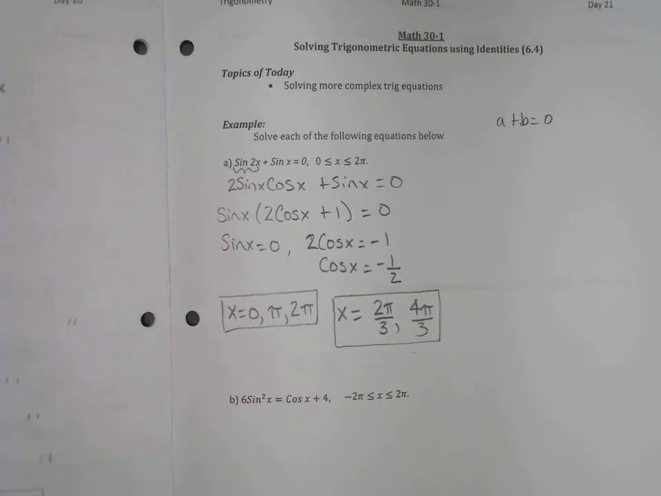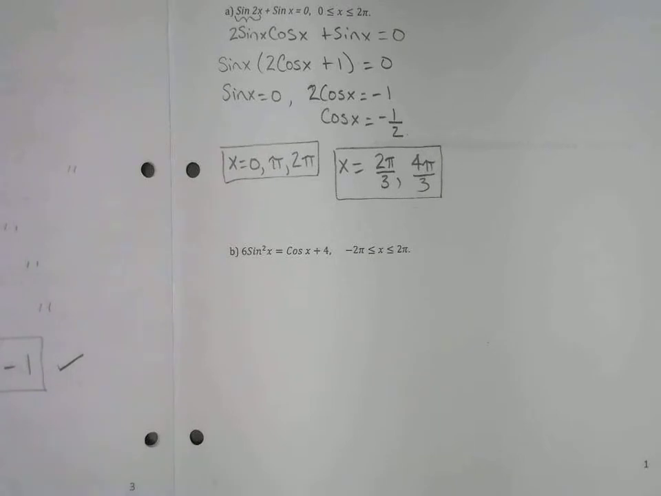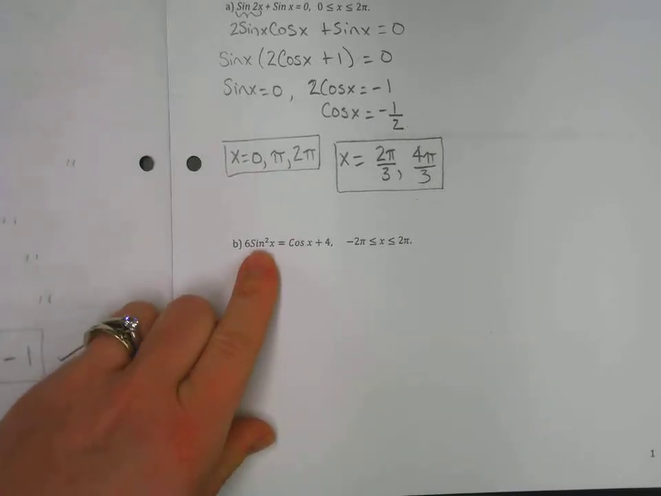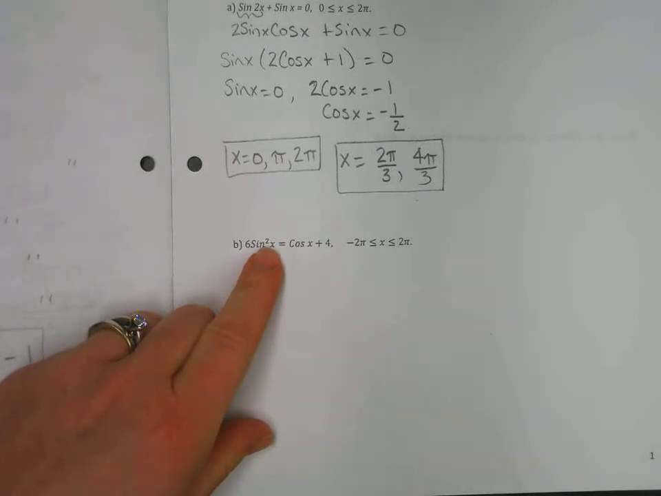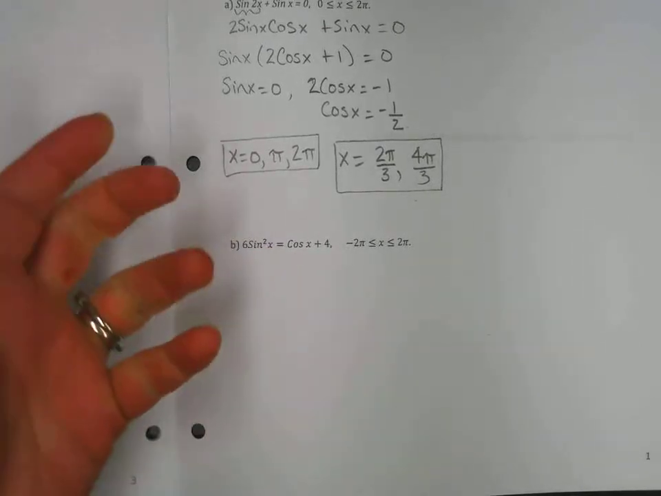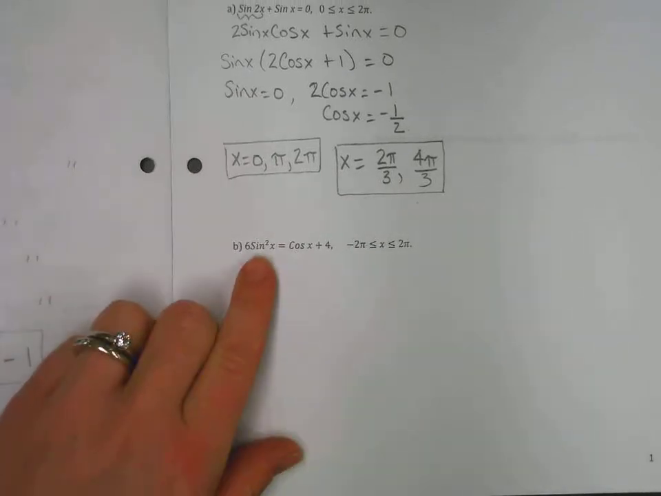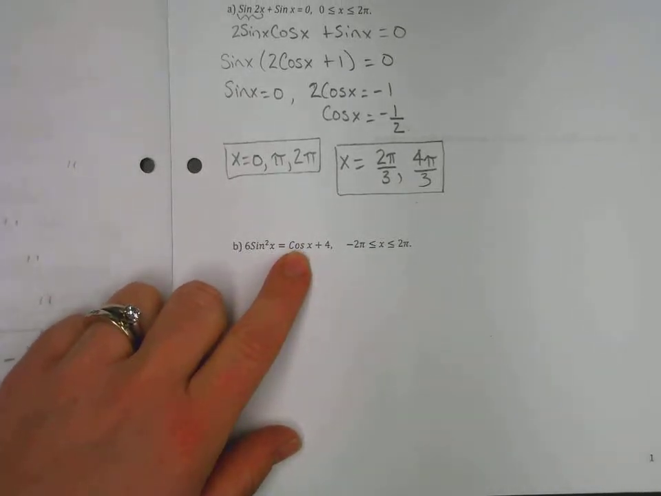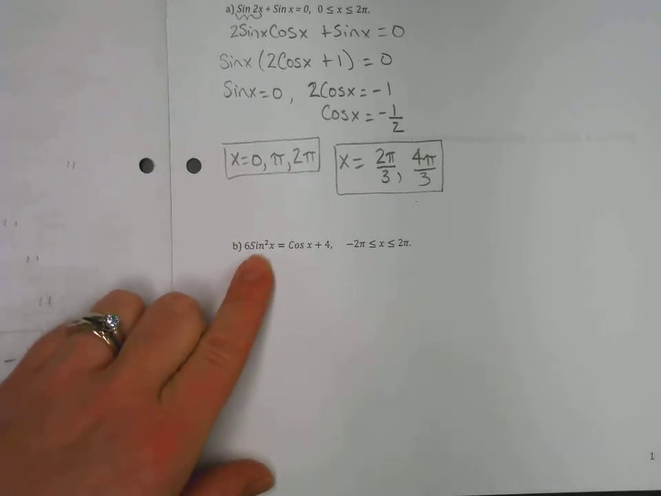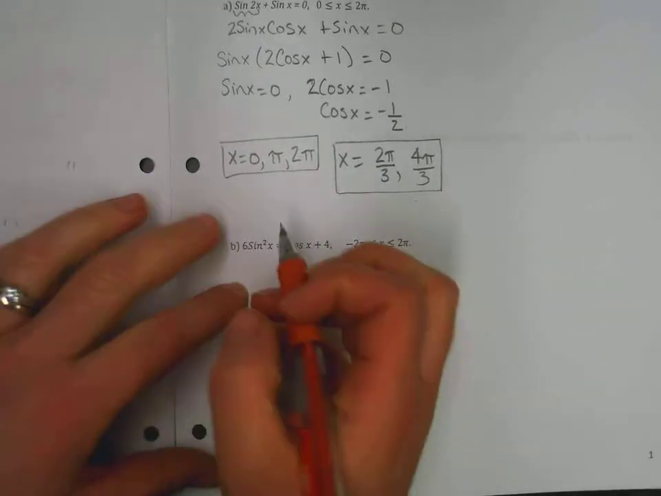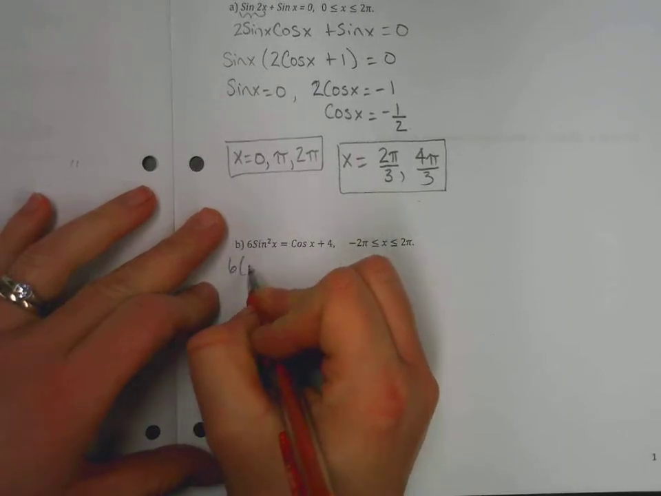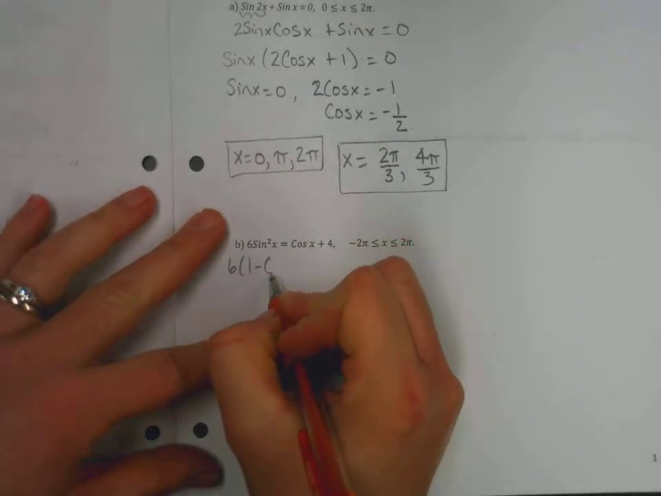All right, moving on to question B, 6 sine squared x equals cos of x plus 4. So again, when I look at this, this is a quadratic equation with a cos of x, so I want either sine of x or cos of x generally. I can't replace cos of x with anything. We're kind of stuck with that. So we're going to replace sine squared x. This is our Pythagorean identity, and it can be replaced with 1 minus cos squared x.